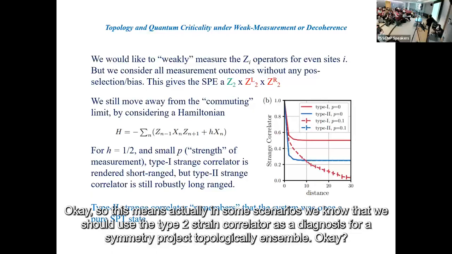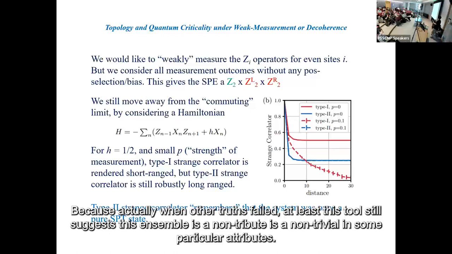So this means that in some scenarios we should use the type 2 strain correlator as a diagnosis for a symmetry protected topological ensemble. Because when other tools fail, at least this tool still suggests this ensemble is non-trivial.